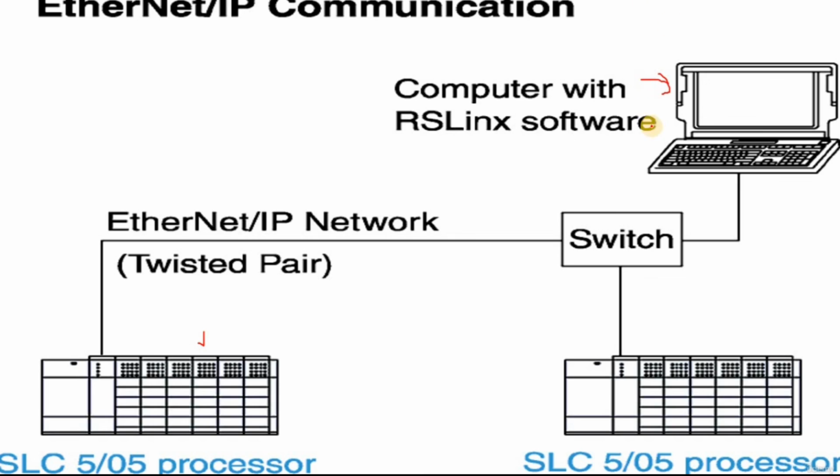Here you can observe this is our system. In this system we have installed the software in which we can design the program. Whatever program we have designed in this system, we need to download into the CPU of our PLC. In order to download the program, here we are using Ethernet. Here we have used a switch, which means we can download the same program into two different PLCs by using the communication cable.